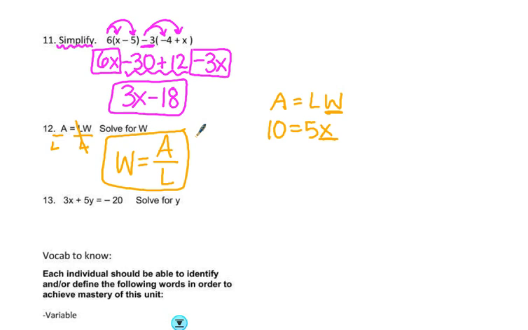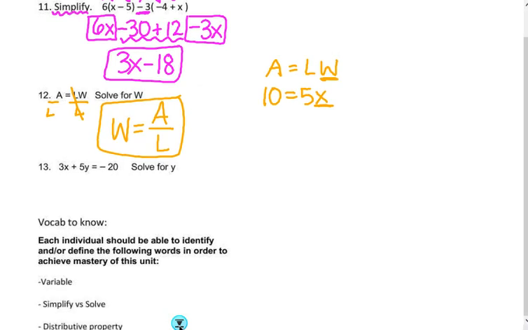One last one, number 13, we're solving for Y. All right, so here's who I'm trying to solve for. So who do I need to move to the other side? The x. Yeah, that's a great one. So we're going to pick up that x and subtract him to the other side.